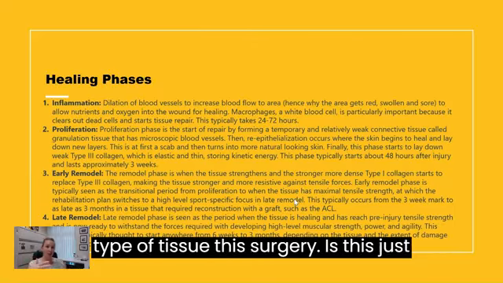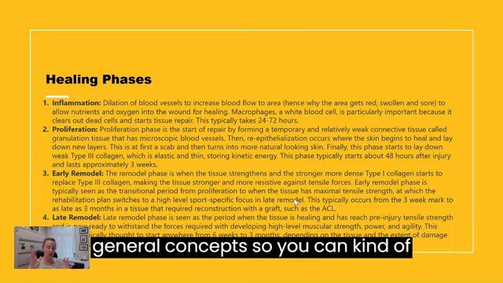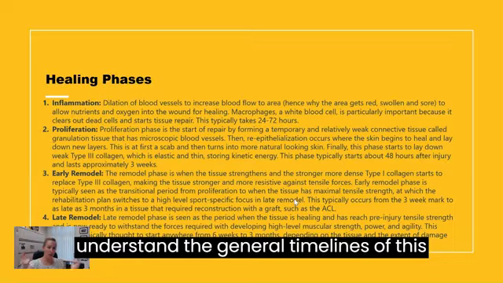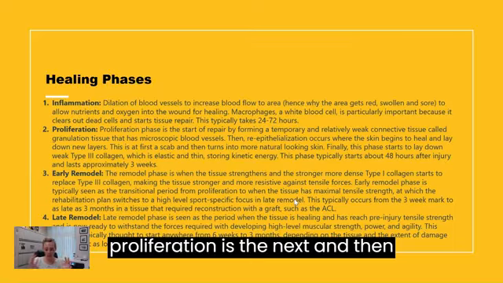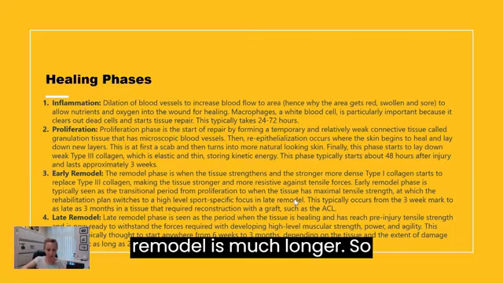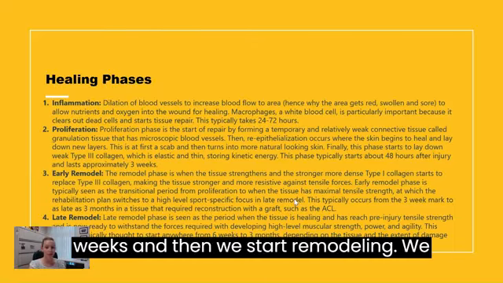This all depends on the type of tissue. Is this surgery? Is this just a little wound? And what tissue we're dealing with. But we're just going to do general concepts so you can understand the general timelines of this: inflammation is very short, proliferation is the next, and then remodel is much longer. So proliferation generally goes to about 3 weeks, and then we start remodel.